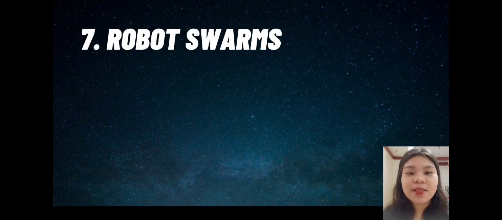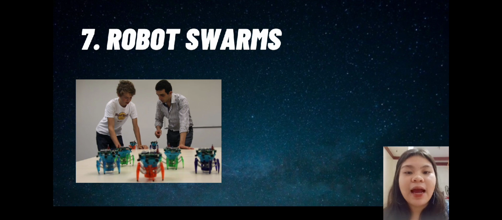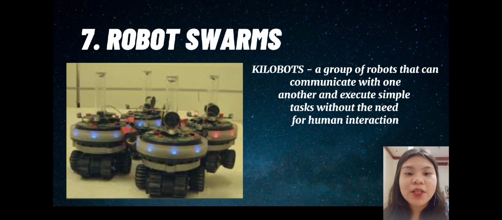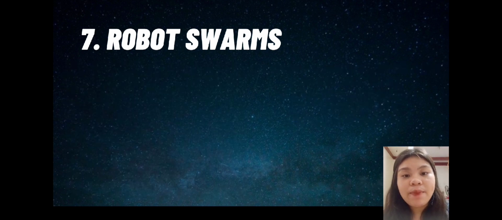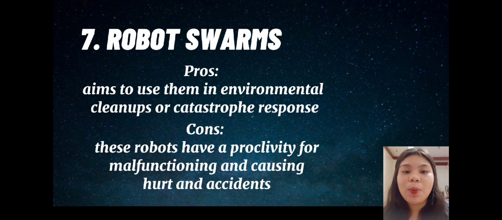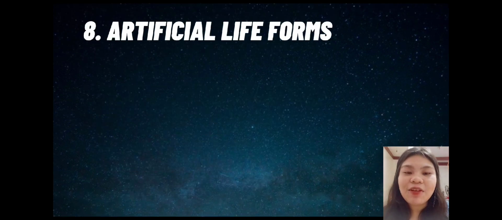Seven, robot swarms. Some Harvard University academics are working on the construction of kilobots, a group of robots that can communicate with one another and execute simple tasks without the need for human interaction. The swarm nature of social insects inspired this concept, which aims to use them in environmental cleanups or catastrophe response. The risk associated with this technology is that these robots have a proclivity for malfunctioning and causing hurt and accidents. Eight, artificial life forms.